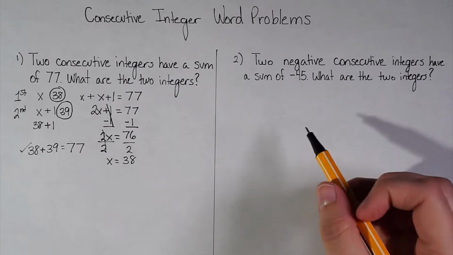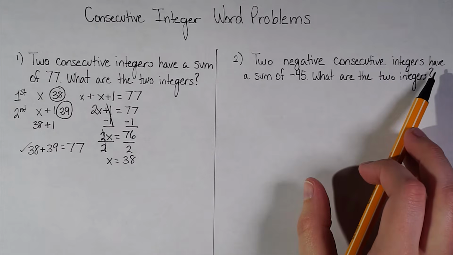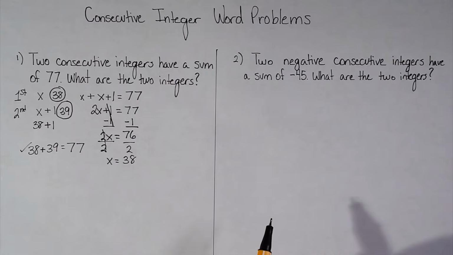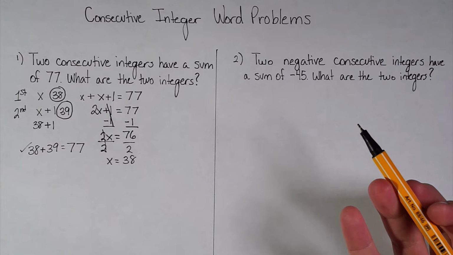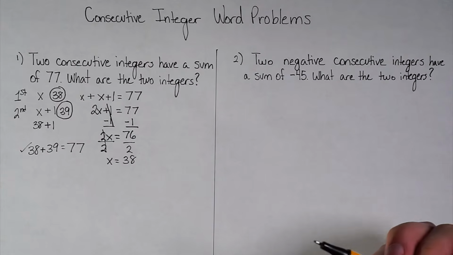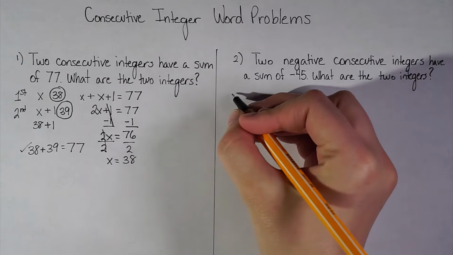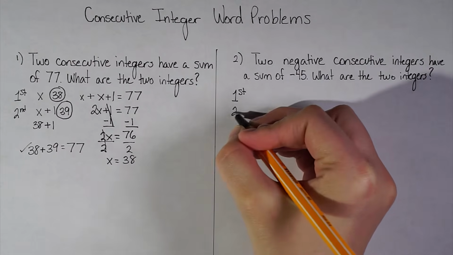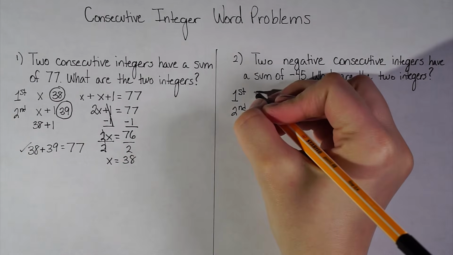Let's look at a second example. This one says 2 negative consecutive integers have a sum of negative 45. What are the 2 integers? Remember I told you our integers can be negative numbers. They just can't be fractions. They've got to be whole numbers. In this case there's two of them, so I know I have my first number and I have my second number. Remember I said in this one my first number is always going to be x.